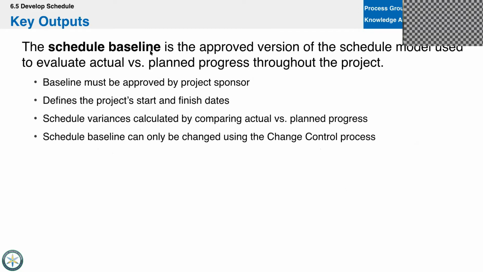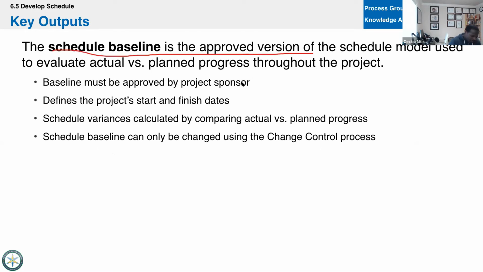Right, so the schedule baseline is that approved version. All right, you want to highlight that. Again, it's what gets signed off on. Has to be approved by your sponsor. Gives you your start and end dates. And it's how you can look at variance. Right, you can only change the baseline using change control. Meaning you have to go back to the sponsor and give them some form of analysis so that they can determine if they're going to change it. All right, so this is one of the triple constraints.